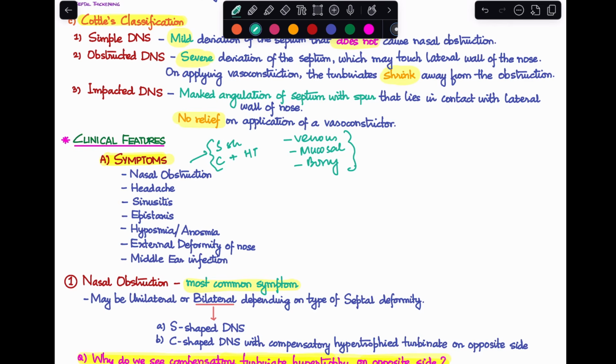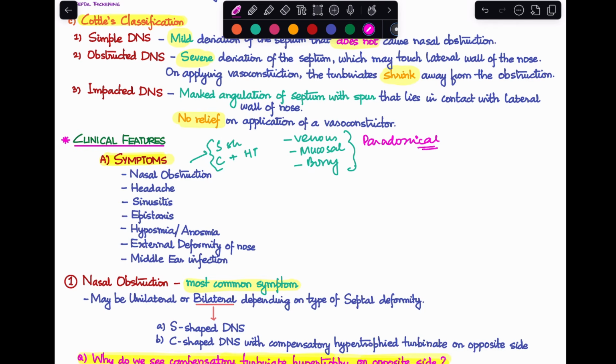Now, along with this, there comes a term known as paradoxical nasal obstruction. Do you know what that means? Here, the patient will complain of unilateral nasal obstruction, but when you check the patient, you'll see that the septum is actually deviated to the opposite side. So they do not have nasal obstruction on the side of the deviation, but rather on the wider side of the nose. That is why it's called paradoxical nasal obstruction, because it does not line up with the DNS that you are seeing on examination.